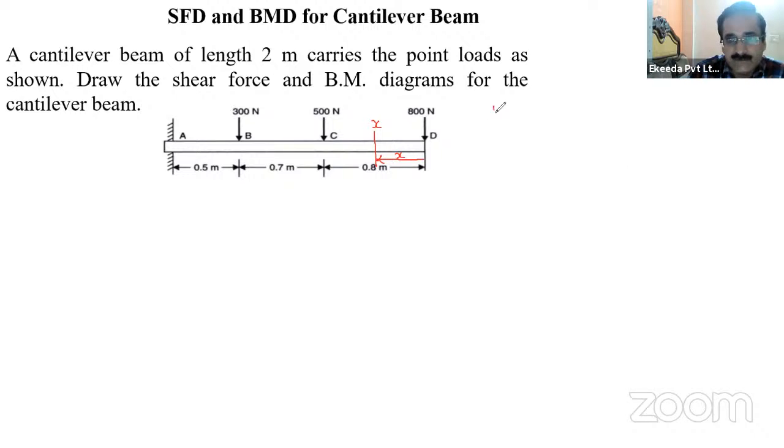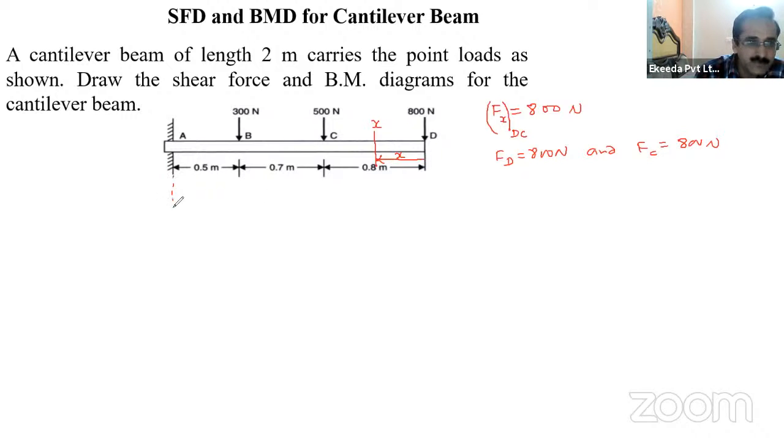So what will be the Fx? F at x is the sum of all the forces to the right of the section. There is only one force, 800 Newton, and this is uniform, and this Fx will be valid between D to C, because I have taken the section between D to C and there is no other force between D to C. So F at D will be 800 and F at C will be again 800. Now I can draw the shear force diagram for this.